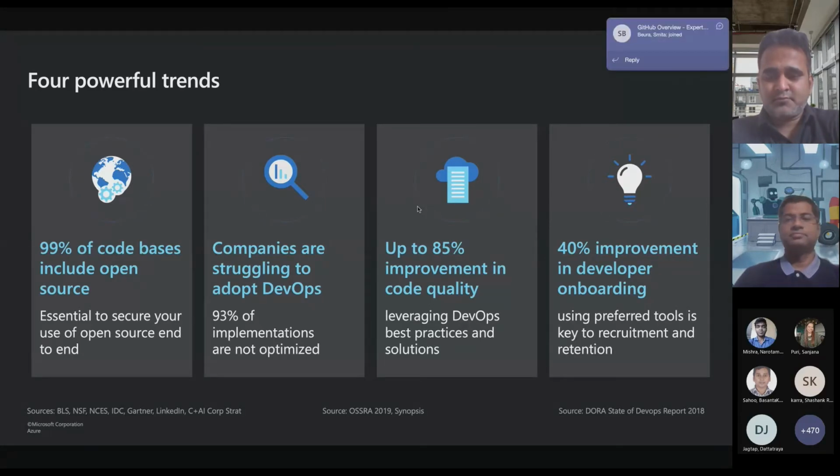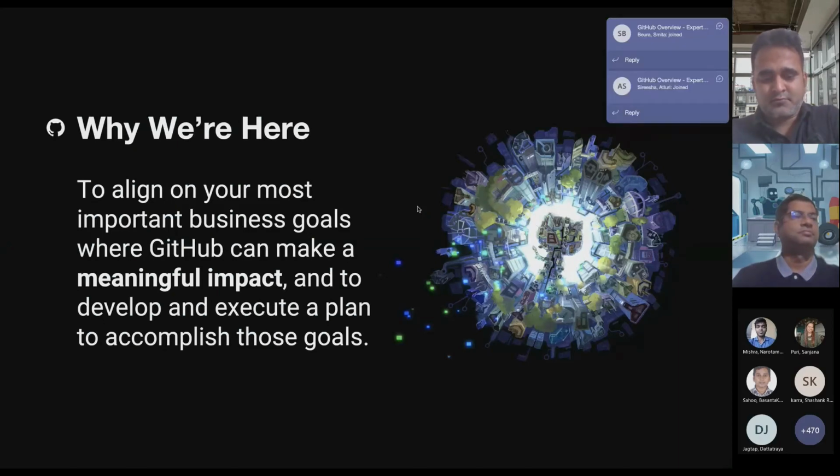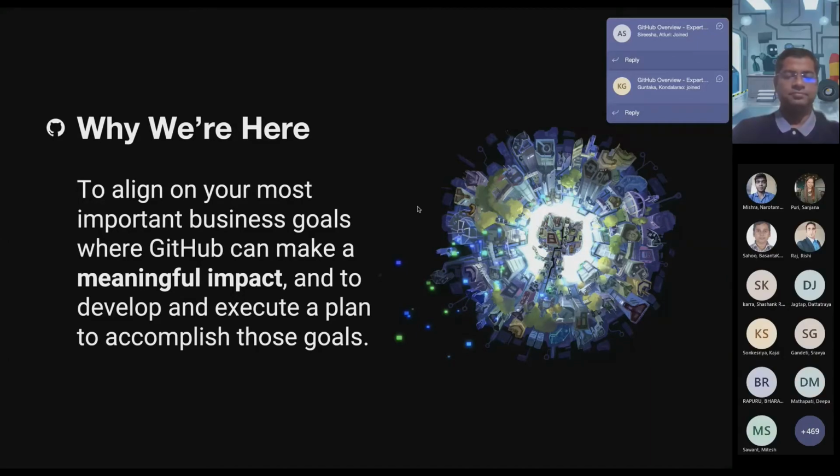So these are 4 key trends that we see across all industries across the globe. And that's why we are here: to align to your most important business goals, where we can make a meaningful impact, and to develop, execute and plan these goals with you. That's why we are here to partner with you along with Microsoft.